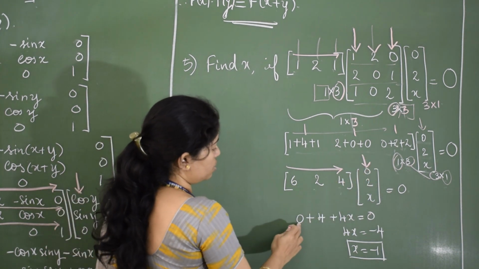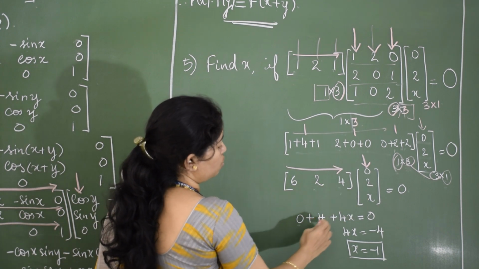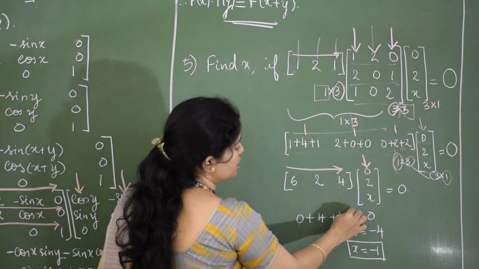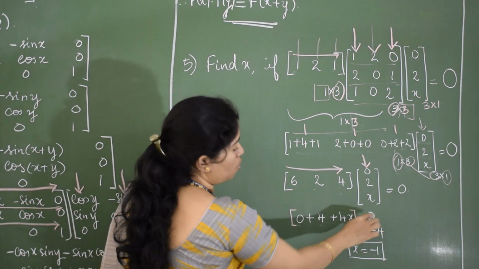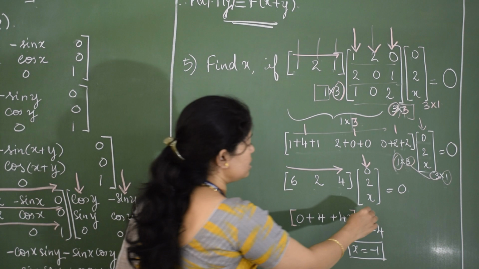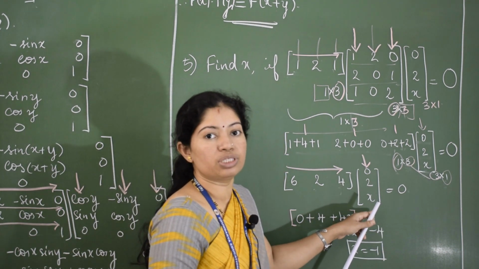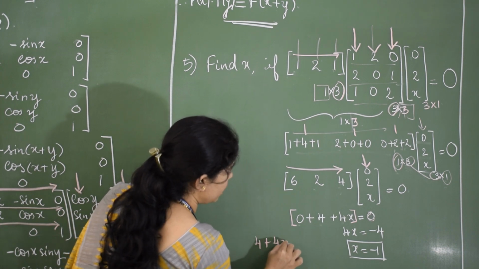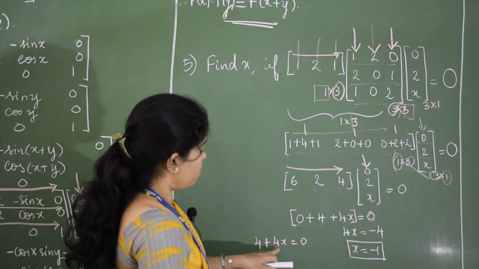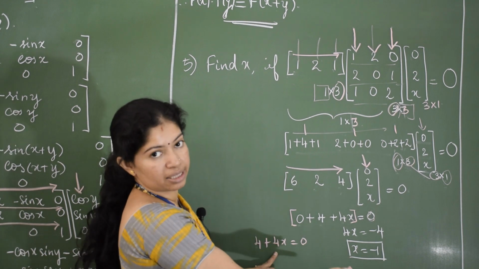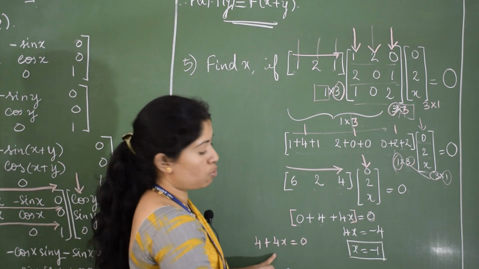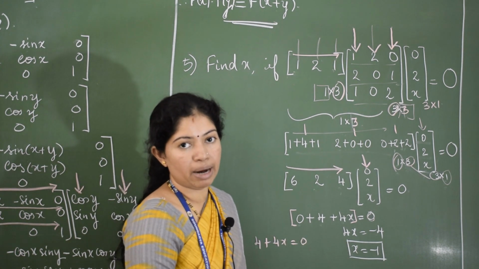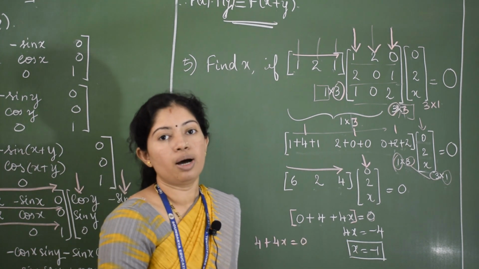6 into 0, 0 plus 2 into 2, 4 plus 4 into x, 4x. So this is equal to 0. This 0 means what? It is a 0 matrix whose entries are 0. So when you equate this, 4 plus 4x is equal to 0. 4x is equal to, shift this 4 to the other side, it will become minus 4. So x is equal to minus 4 divided by 4, which is minus 1. So x is equal to minus 1.